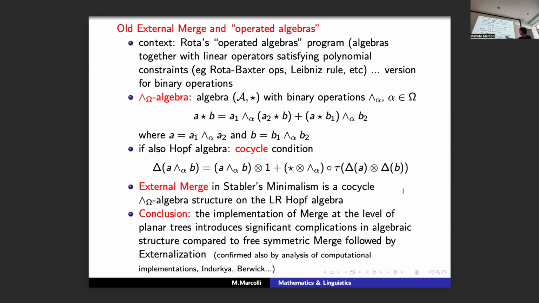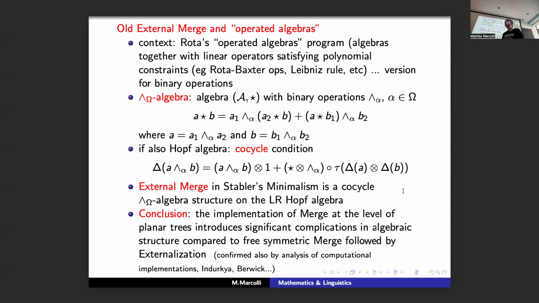And indeed, again, the Loday-Ronco coproduct is built with respect to this grafting of trees exactly in such a way that this is satisfied. The reason why this is called a cocycle is because it defines a cocycle in the Hochschild homology of the Hopf algebra. So it is related to the natural kind of homology theory that you can define for algebras and Hopf algebras. So this is what the external merge is in this setting. It is this structure on a Hopf algebra.